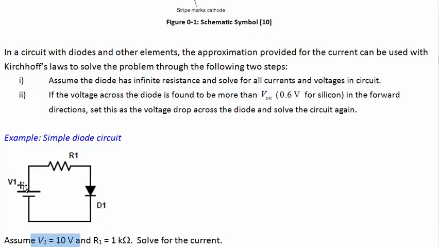So let's look at this one. We've got 10 volts here and 1 kilo ohm there. We're going to try and solve for the current. So give that a shot.